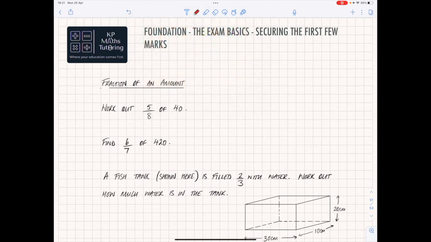This is relatively simple to get your head round. You just need to remember, divide by the bottom, and then times by the top. A little trick to remember, divide by the bottom, times by the top. So 40 divided by 8 is 5, and then times by the top here is 5, is 25. So 5 eighths of 40 is 25.